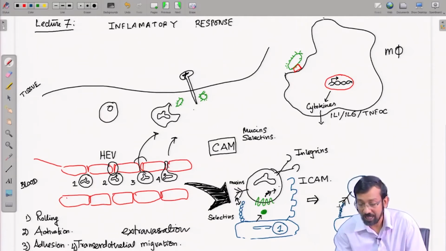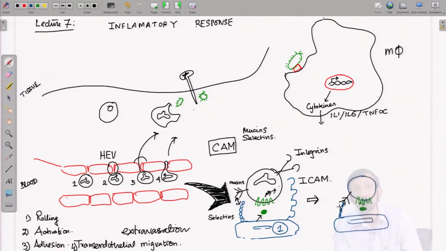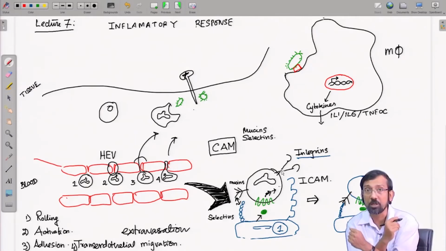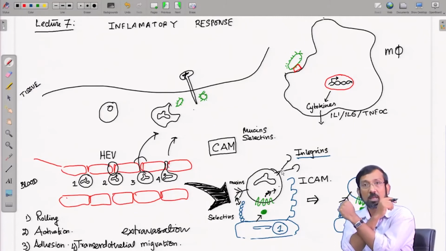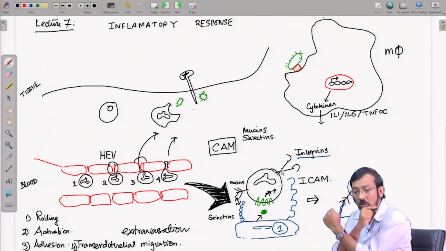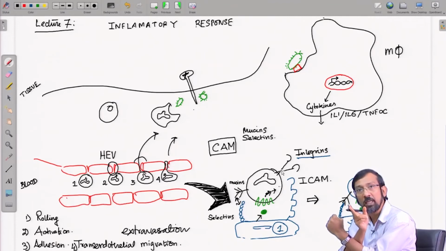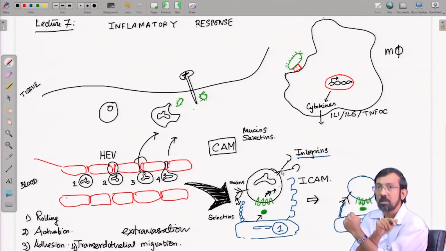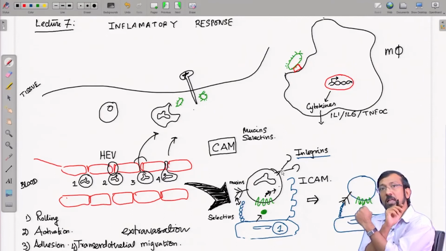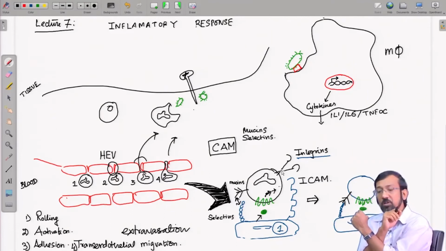Then there is another class of cell adhesion molecules, the integrins. These integrins are present in a given conformation, something like this, in a crossed conformation. Now, when there is a chemokine binding to the chemokine receptor, there is downstream signaling leading to reorganization of the integrins.